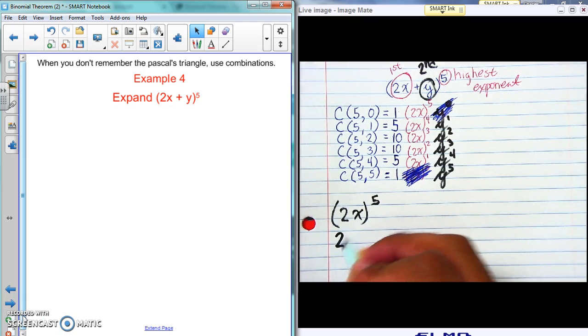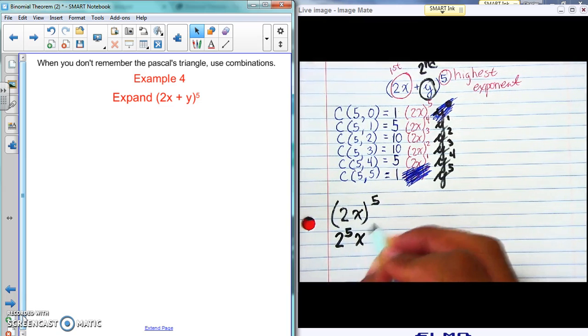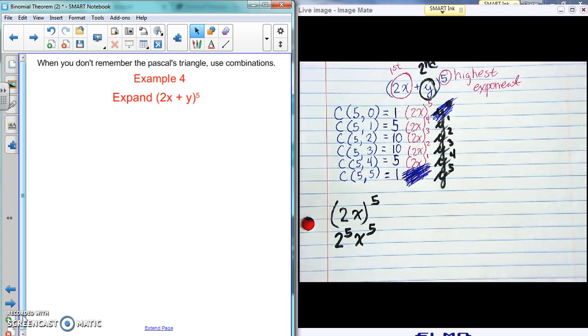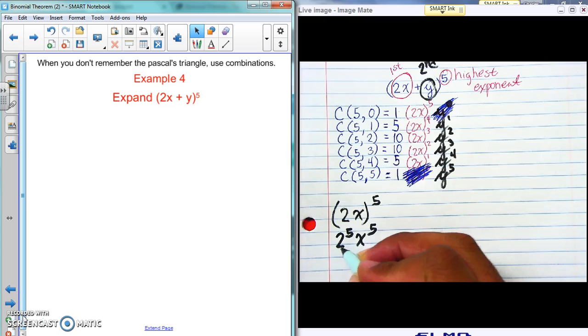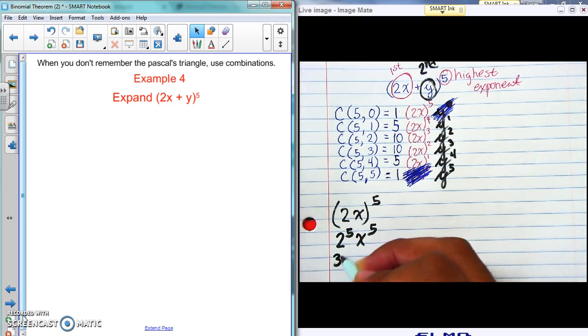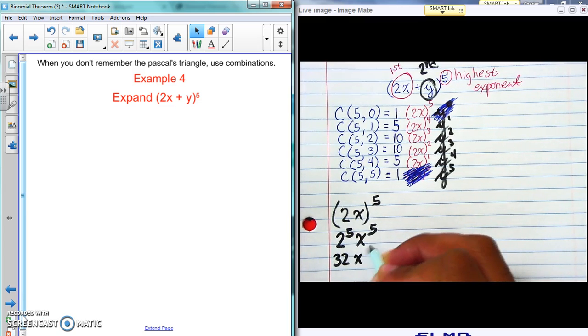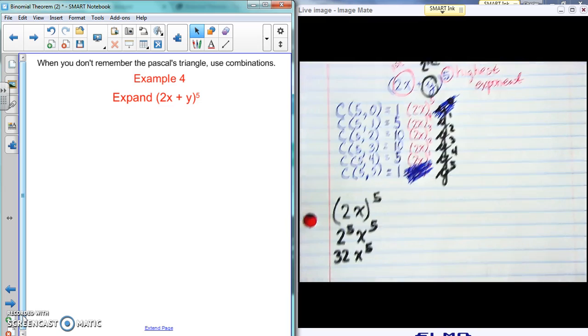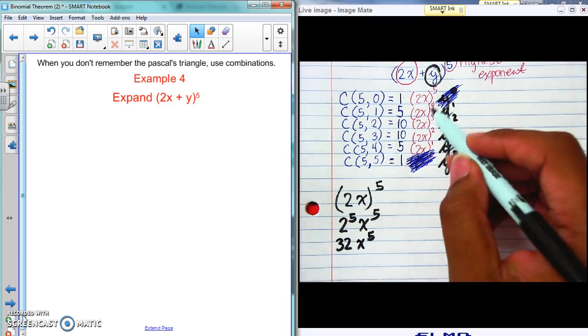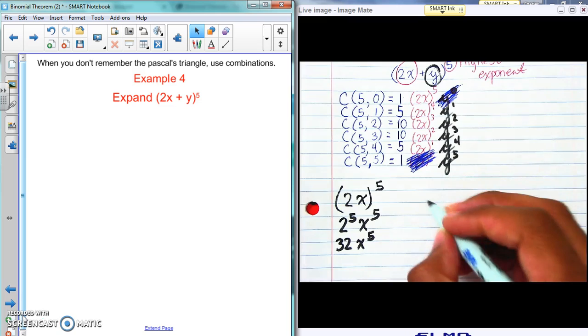Again, remember, 2 gets to 5, x gets to 5. Remember, you get a 5, you get a 5, you all get a 5. So here, 2 to the 5th power is 32. X to the 5th. Okay, so let me do another one. Let me do the second one here.